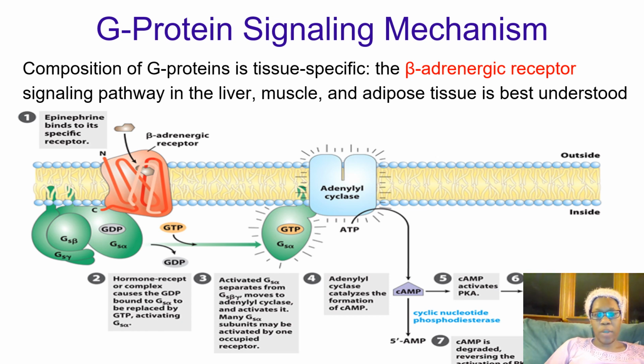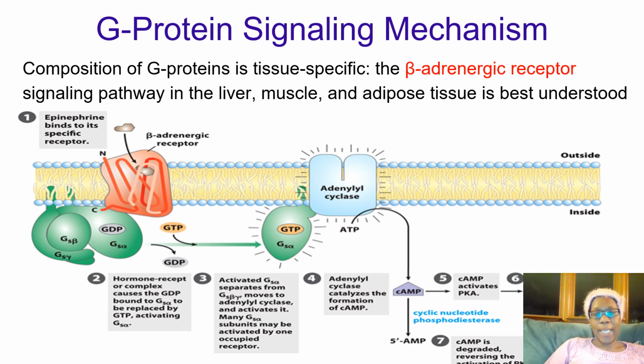Now, as we saw in our general features, the second messenger has the ability to activate many other things. So now that we have created cAMP, that cAMP has the ability to allosterically bind to PKA. This is step 5. Once we've created cAMP, cAMP activates PKA. What is PKA? It's protein kinase A.